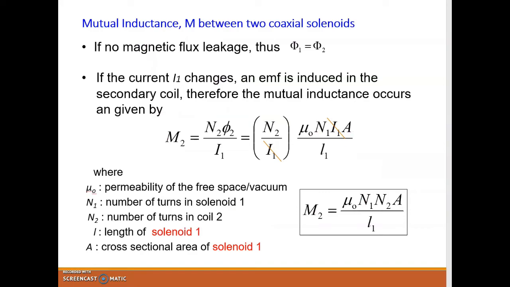So then, if there is no magnetic flux leakage, we have Φ1 is equal to Φ2. And the equation will be like this, M equal to mu naught N1 N2 A over L. It is the same also for M1. Okay, where mu naught is the permeability of free space, N1 is the number of turns in solenoid 1, N2 is the number of turns in coil 2, L is the length of the solenoid, A is the cross-sectional area of the solenoid.